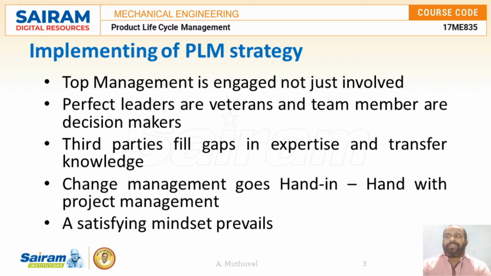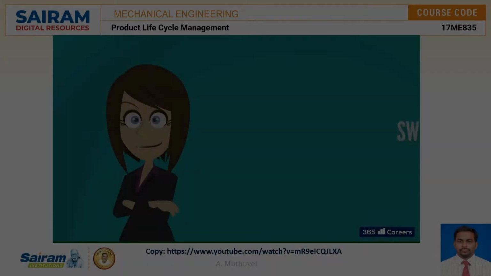That means everybody in the company should work happily. Otherwise you won't get the 100% success rate. Otherwise you won't get better quality of product, and your investment also will go. So a satisfied employee only can give us 100% of work.